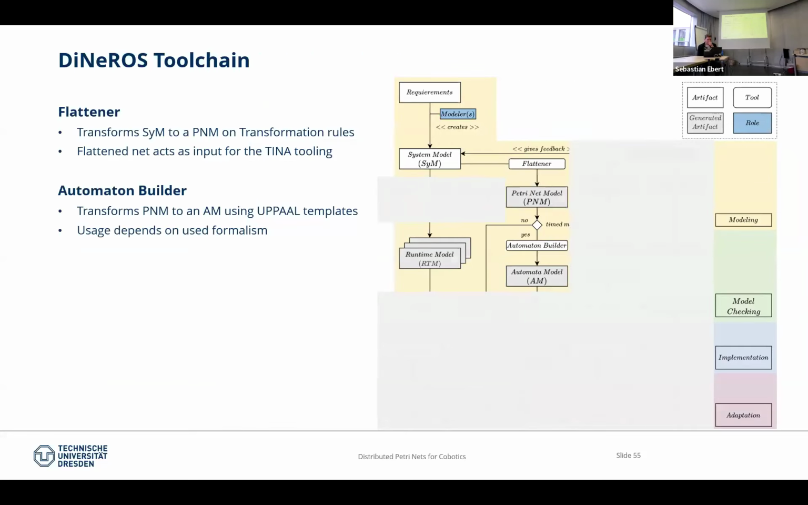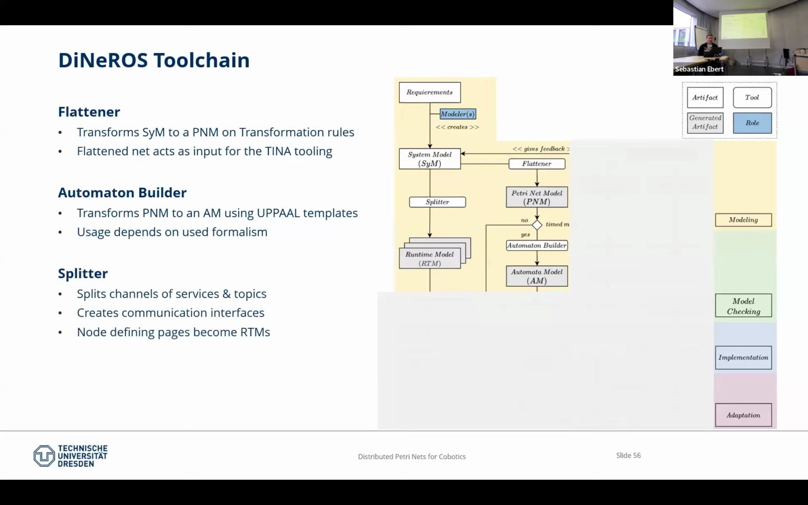The tools which are in the chain then are the flattener, transforming our system model to a patchnet model, the automata builder, which does the transformation from our patchnet to the automata. And third, the splitter, which does the transformation of the system model to the runtime models, which are later integrated into our nodes. So these are the basic tools running model transformations.